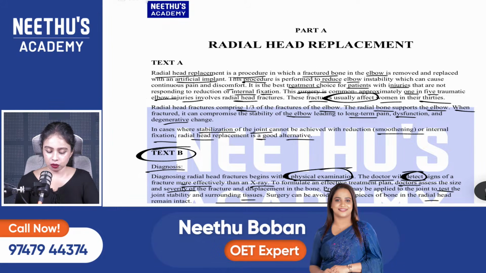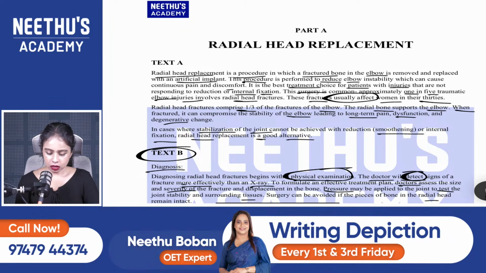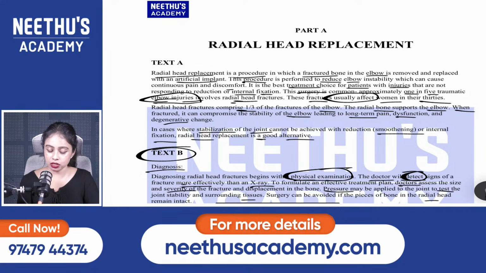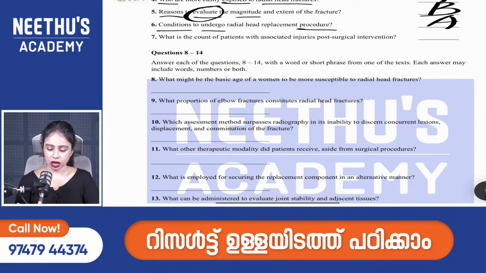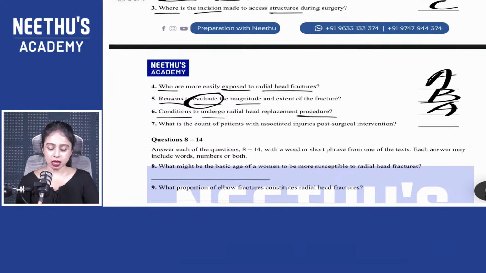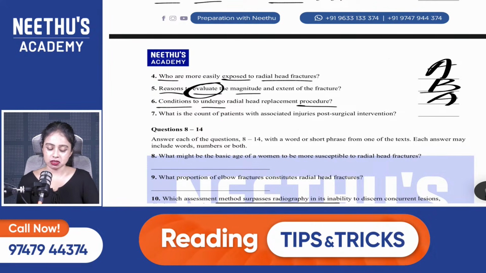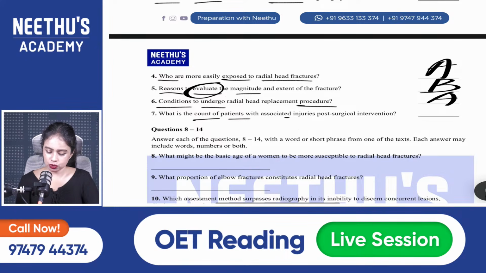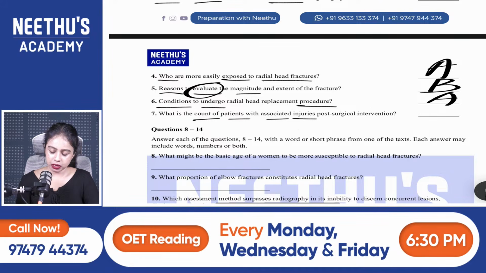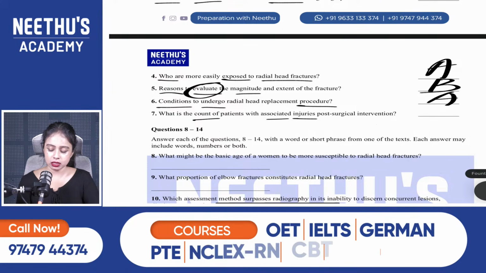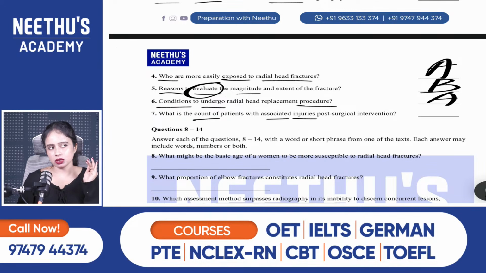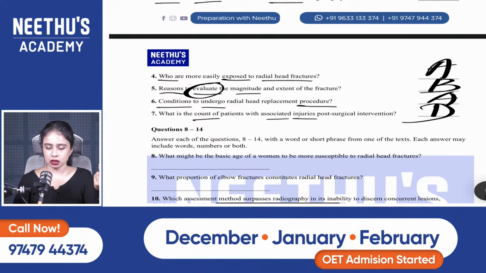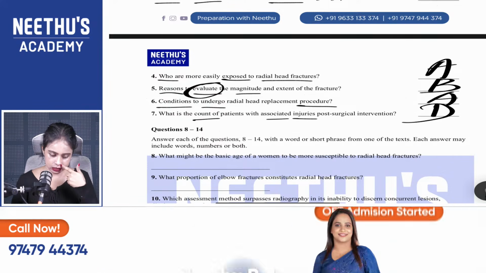Because of what reasons you can go for the surgery? In text A, they have mentioned the surgery is common. Approximately 1 in 5 traumatic elbow injuries involves radial head fractures. So that means answer is mentioned in A. And I'm just jumping to the 7th question, last question from the 1 to 7 set. What is the count of patients with associated injuries post-surgical intervention? So associated injuries as well as count of patients. I'm underlining counts as well as associated injuries. Without even reading, I know which is mentioned in D. Clear? You guys know that, right? So that is in text D.